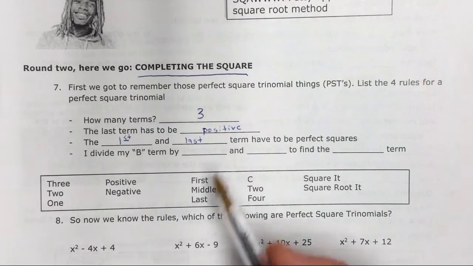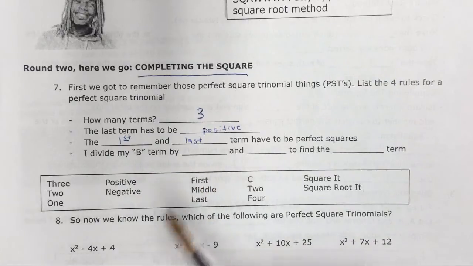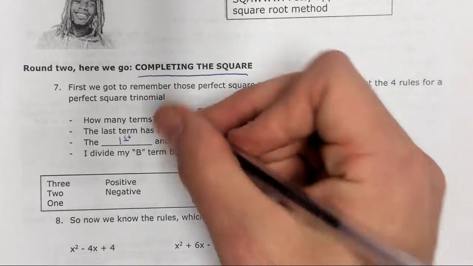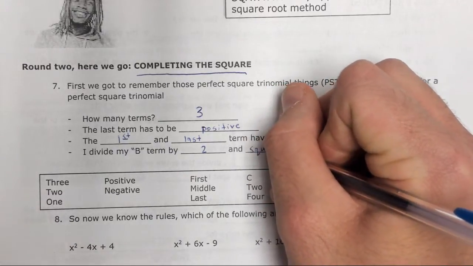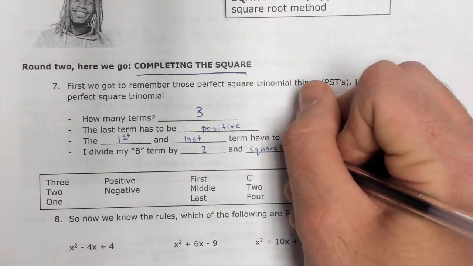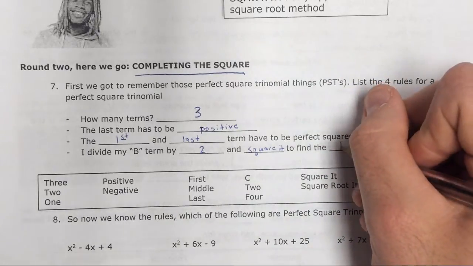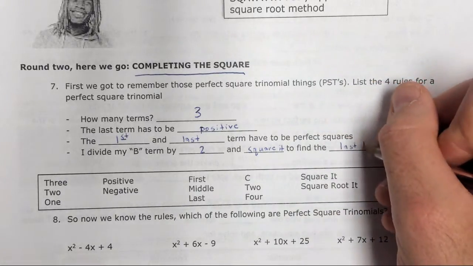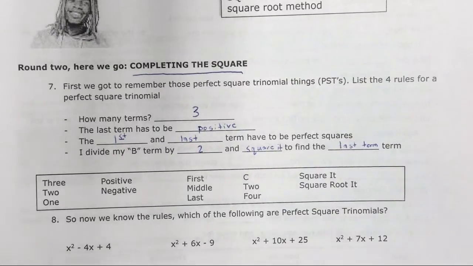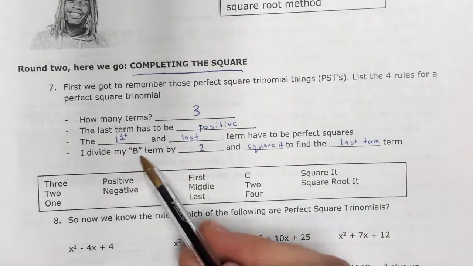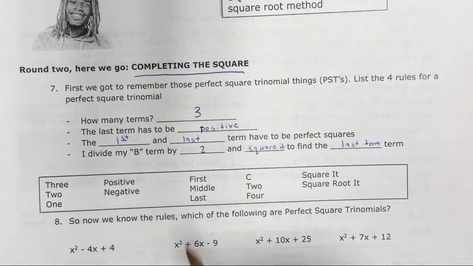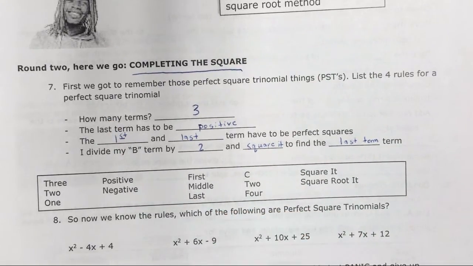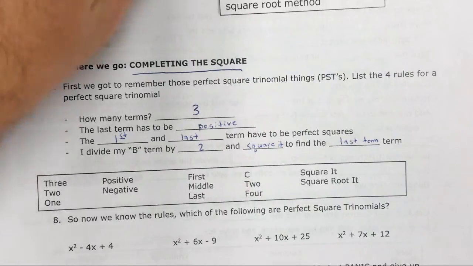And then, if I divide my b term, my middle term, by 2, and square it, I get the last term. Remember, that's how we actually complete the square. I take my middle term, my b term, divide it by 2, and square it, and I get my last term. So these are my perfect square trinomial rules, and we've talked about these. Well, let's see those rules in action.